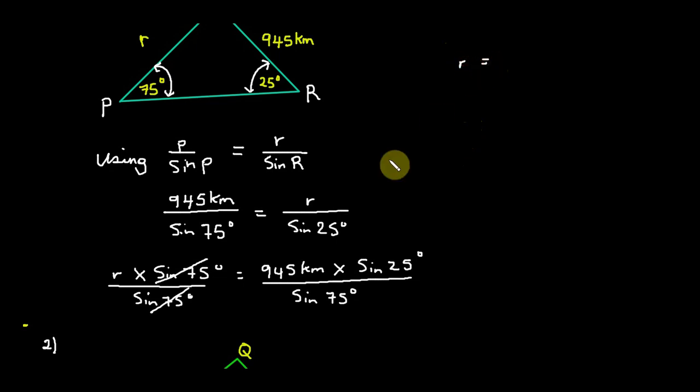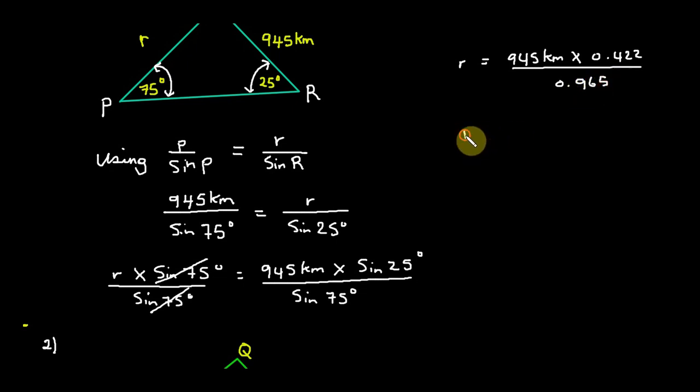And we continue our question. R is equal to 945 km multiplied by the sine of 25. So we have 945 km, sine 25 degrees is 0.422, divided by sine 75. And sine 75 is 0.965.